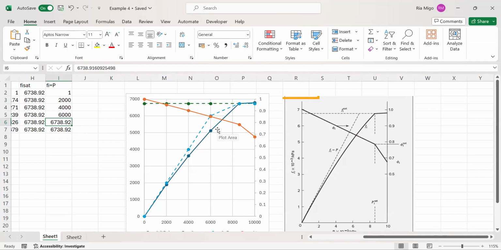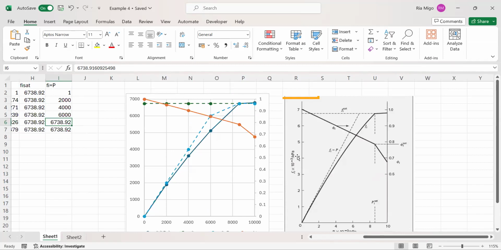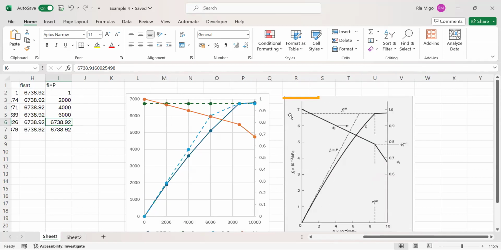So I hope that the solution is clear. By the way, for the solution, they express the pressure in terms of 10 to the minus 3 kilopascal. So that's okay as well. All right, this ends the solution for example 4. I hope it's clear. For the next lecture, we will do some discussion and also an example problem.